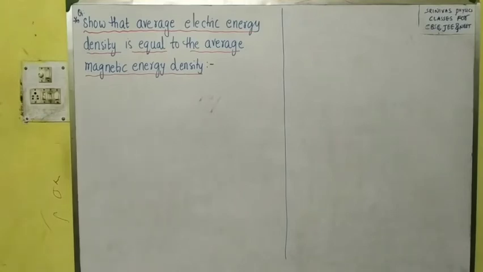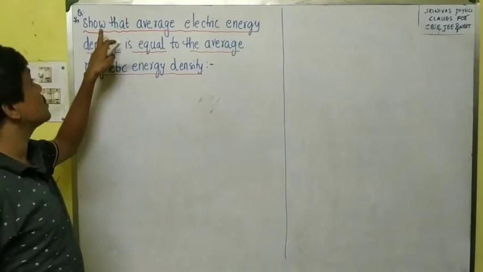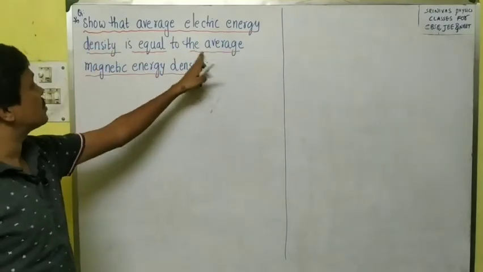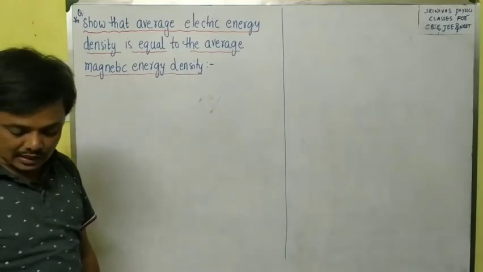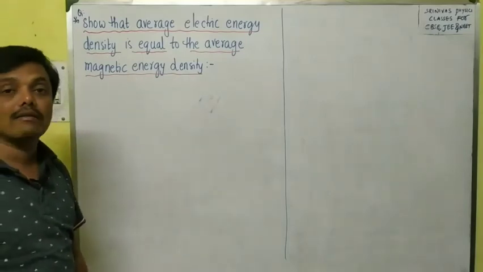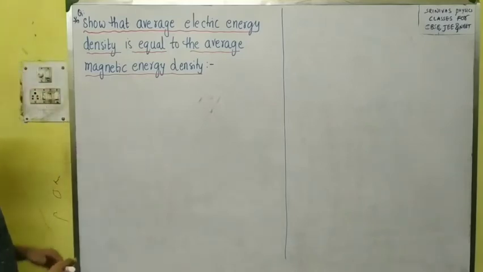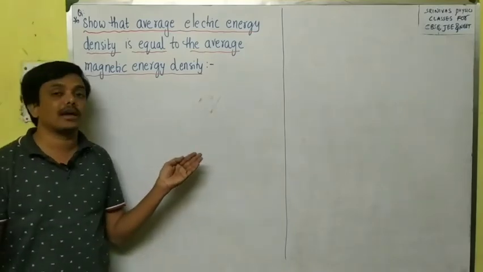Okay, let us go for the next topic, and this is also very important. That is one question, right? It is the previous CBSE 3 marks question. Show that average electric energy density is equal to the average magnetic energy density. We have to show that average electric energy density is equal to average magnetic energy density. Then how can we show that electromagnetic wave energy is equally distributed among the electric and magnetic fields?